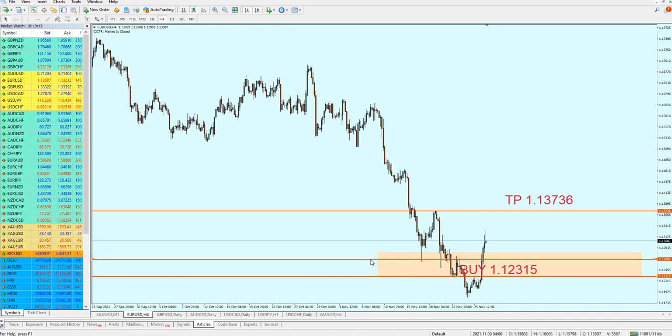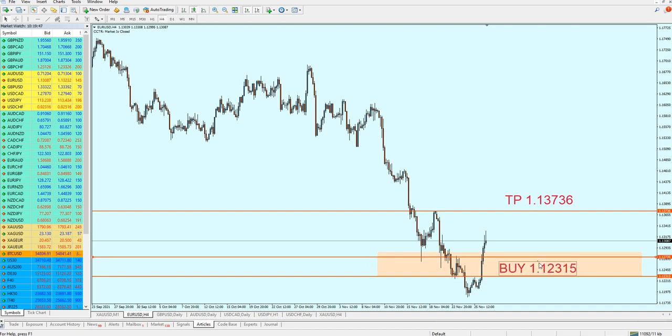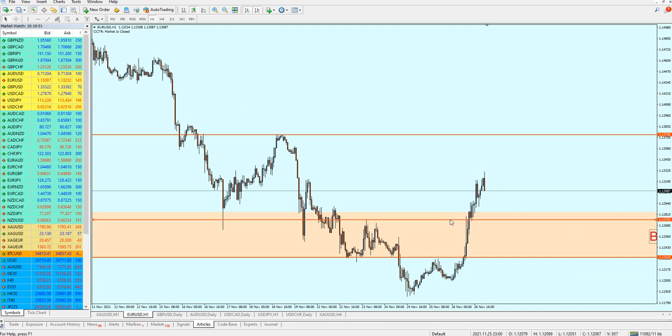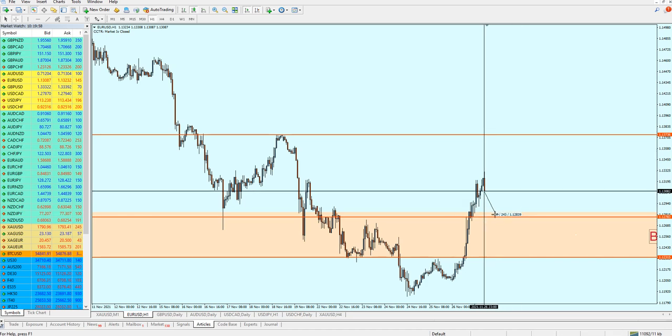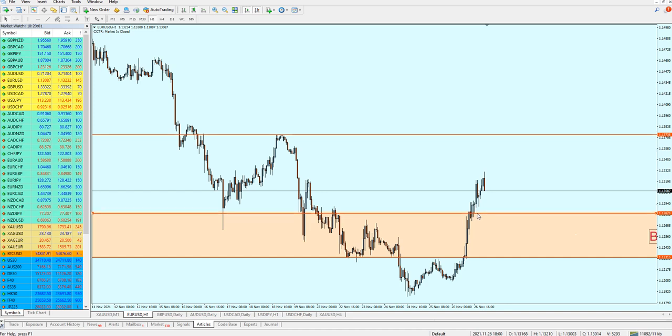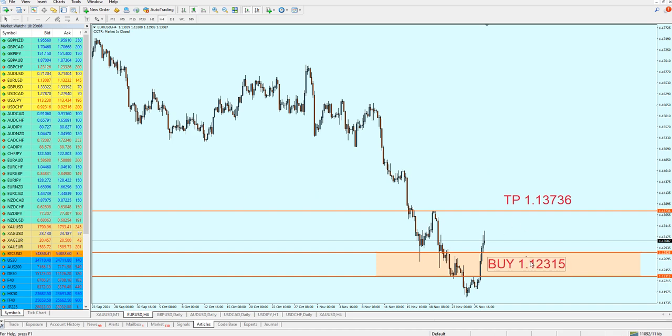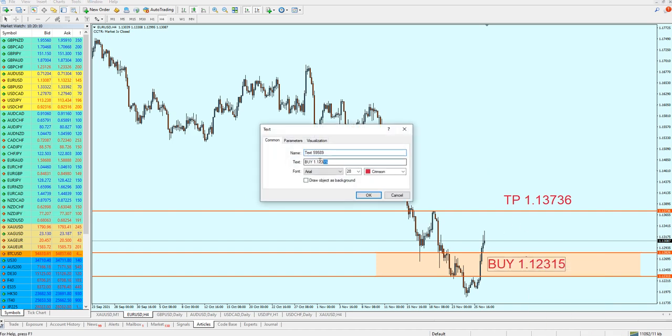1.123. Oh, this is a mistake. This is a mistake. Wait. 25 pips, right? 25 pips. Exactly from here. Yeah, 25 pips. Okay. So buy from 1.1826.